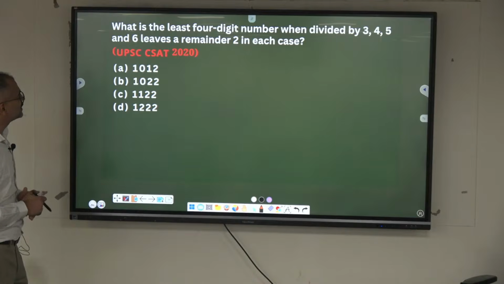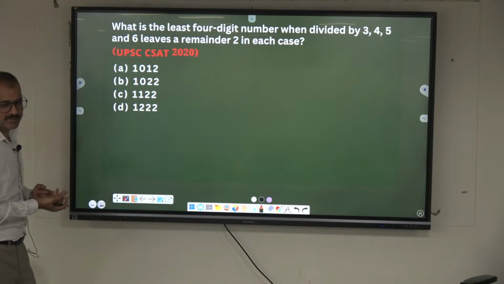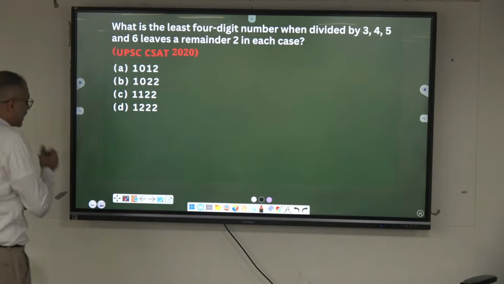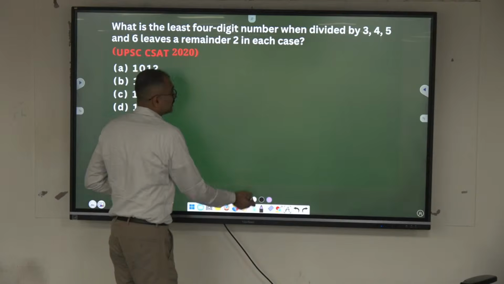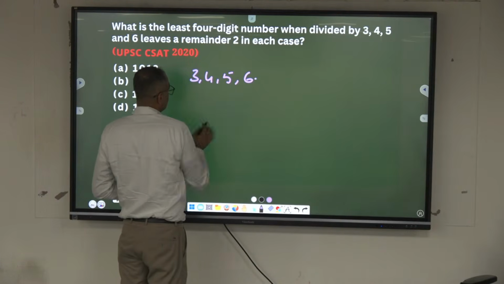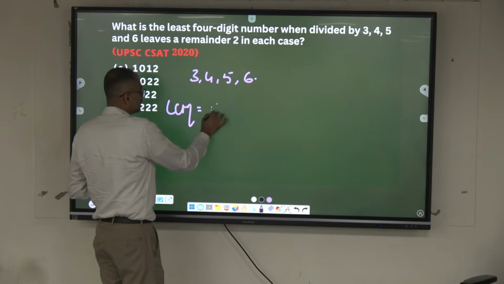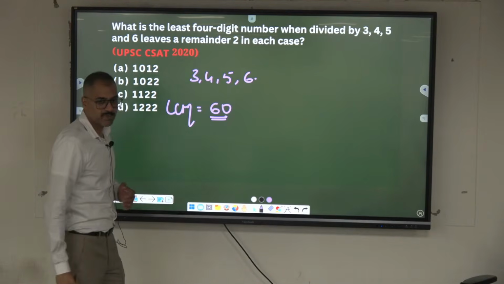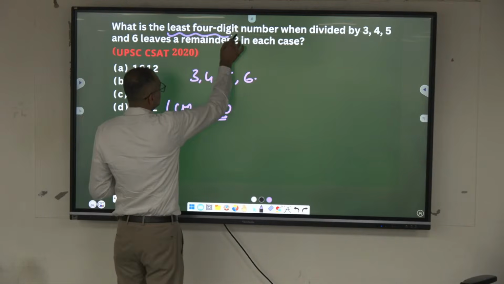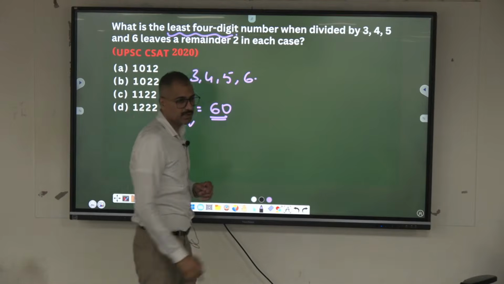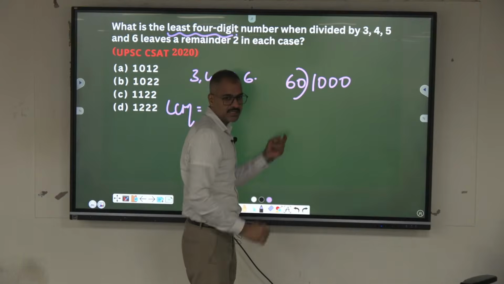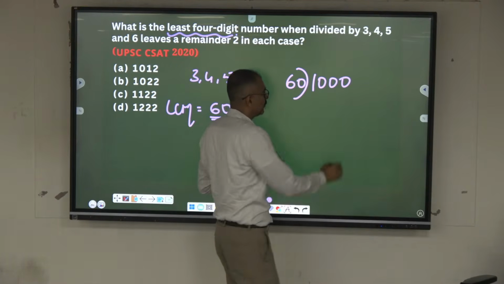Okay. What is the least 4-digit number which when divided by 3, 4, 5, 6 leaves remainder 2 in each case? We have done a very similar case today. Look here now. What is the smallest number which is divisible by 3, 4, 5 and 6? LCM, 60. But he says the remainder has to be 2, and the least 4-digit number. Take 1000 and divide it by 60. If it is divisible, then that itself is the number; plus 2 at the end. If not, go for it.